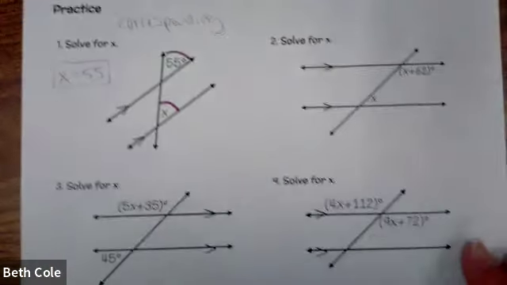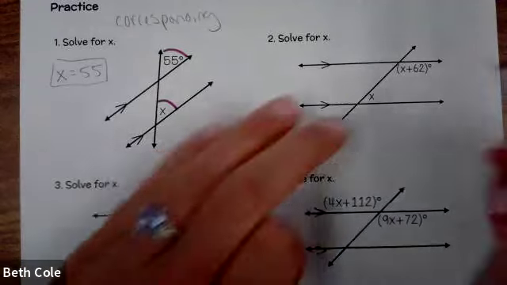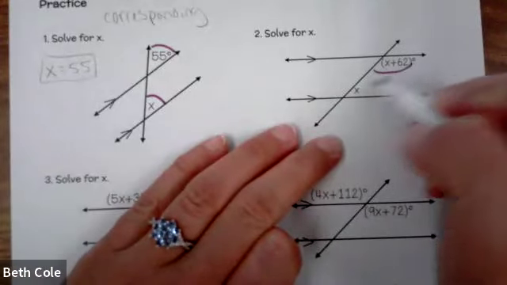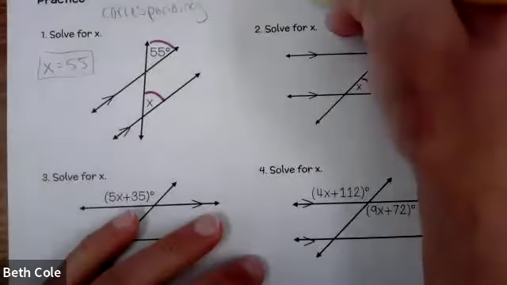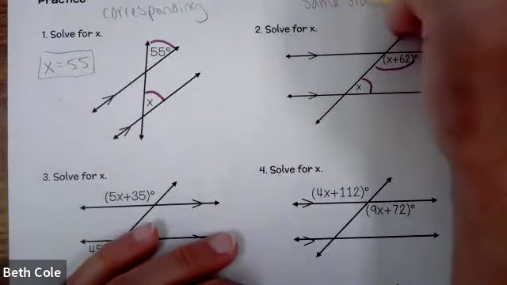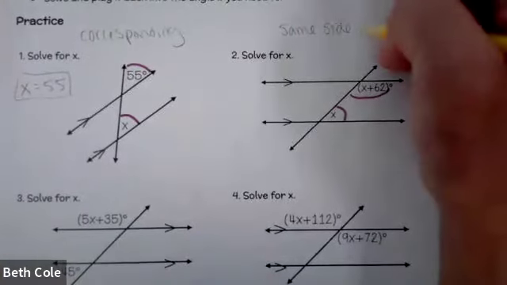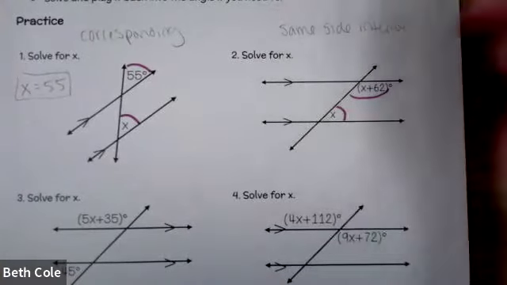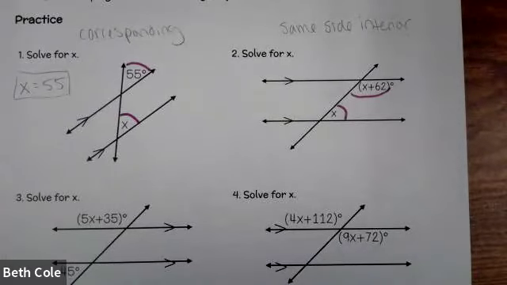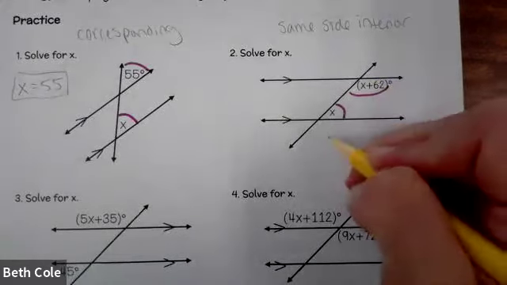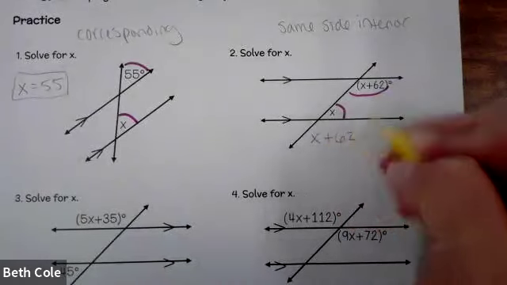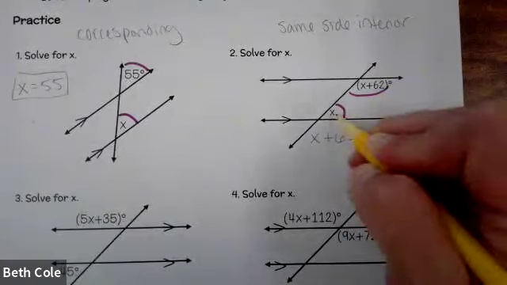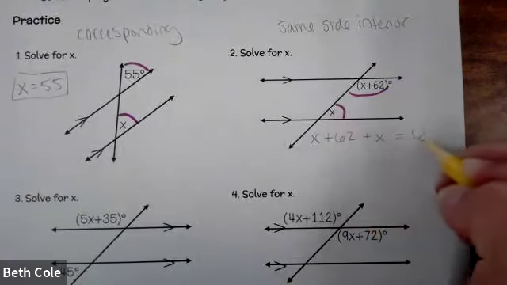So let's try the next one, number 2. Do you see how they're on the same side? So they are same side, interior or exterior? Why interior? That's correct. They're inside the parallel lines. So again, it is what it sounds like. Same side of the transversal and then interior. And I heard somebody say it as well. That means that they are supplementary. We're going to add them together to equal 180. So we're going to take our x plus 62 plus x, add them together, equals 180.